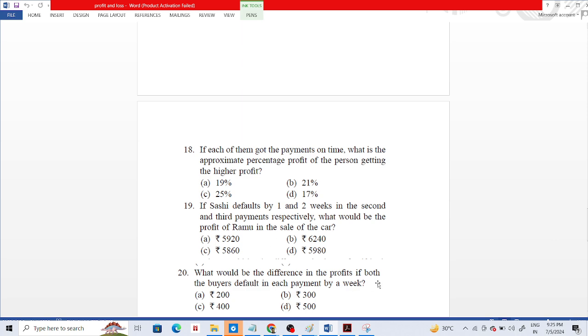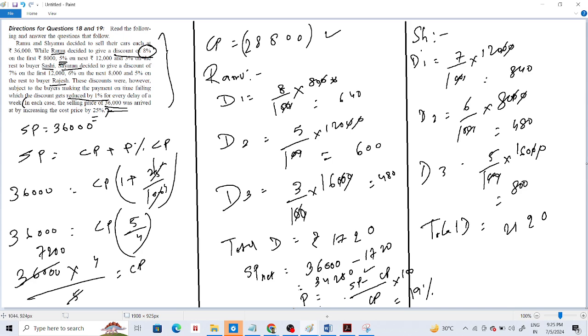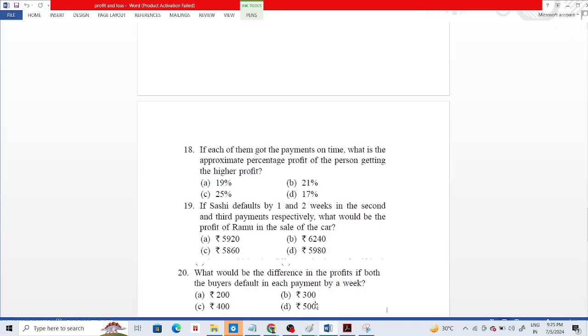So what would be the difference in the profits if both buyers default in each payment by a week? That means what? 400. 400? Oh, okay, you found out the difference? Okay. So just the difference in the profit, that's all we need to find out. Shritama, Niladri, Ishika, try this out. What would be the difference in the profits if both the buyers default in each payment by a week?